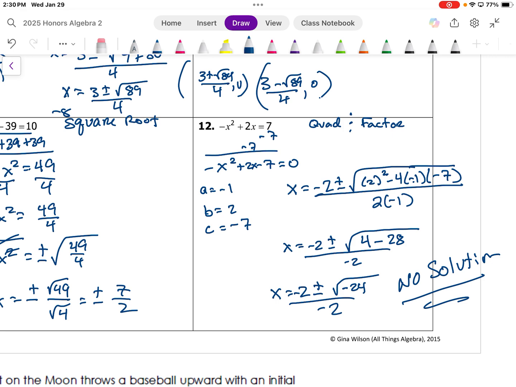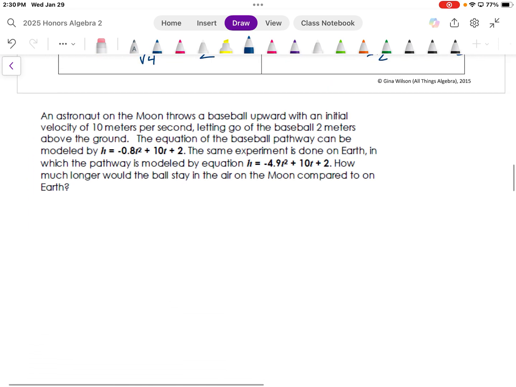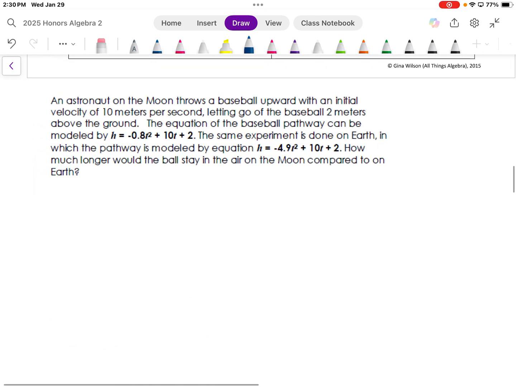So I have to show you that stuff. How many of you are signing up for pre-cal next year, out of curiosity? All right. How many of you are signing up for dual algebra? Okay. So that's why.